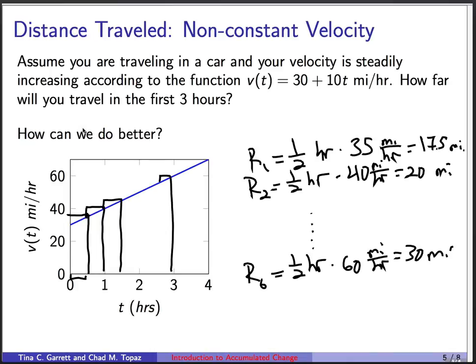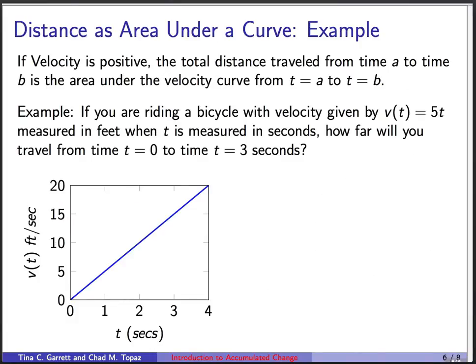So I'm trying to get you towards this idea that the total distance traveled is just the area under the velocity curve. So let's try to do this exactly. If velocity is positive, the total distance traveled between two times is just the area under the velocity curve between those two times. So you're riding on a bicycle where your velocity is 5t feet per second, and t is measured in seconds, and the question is how far do you travel from time equals 0 to time equals 3?